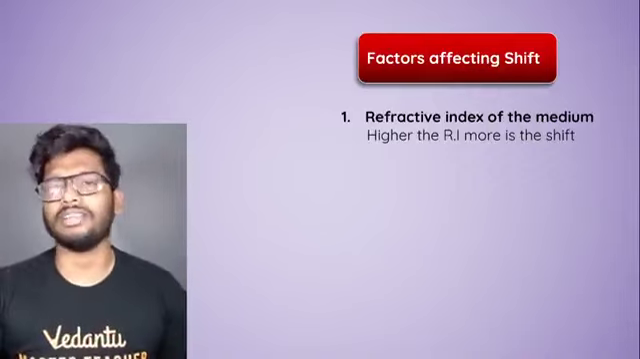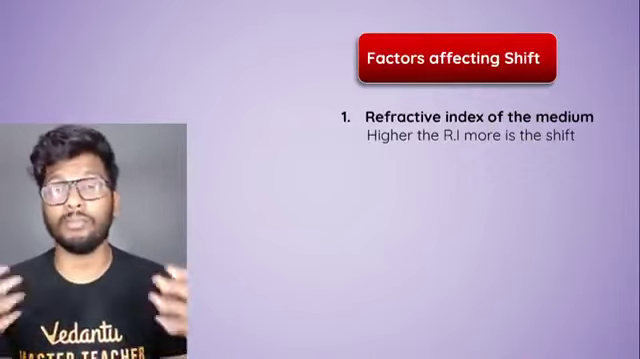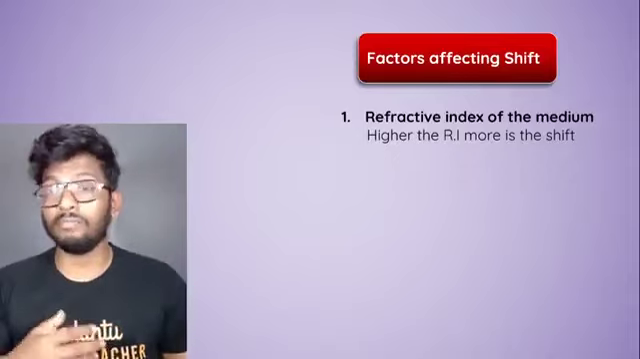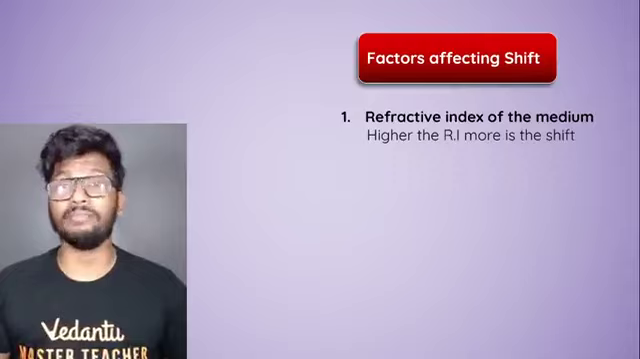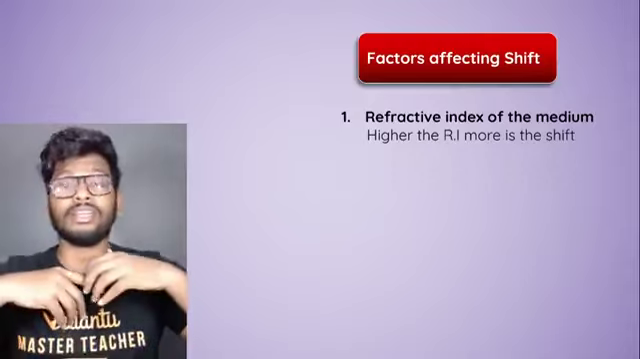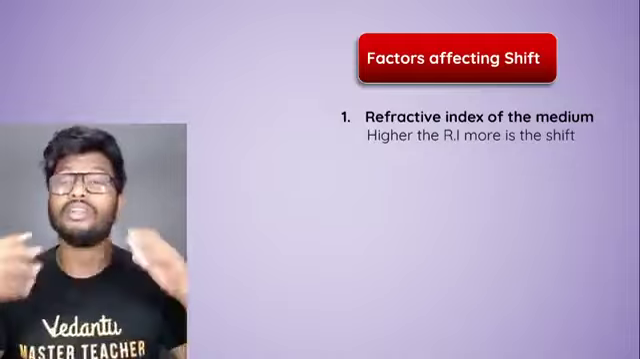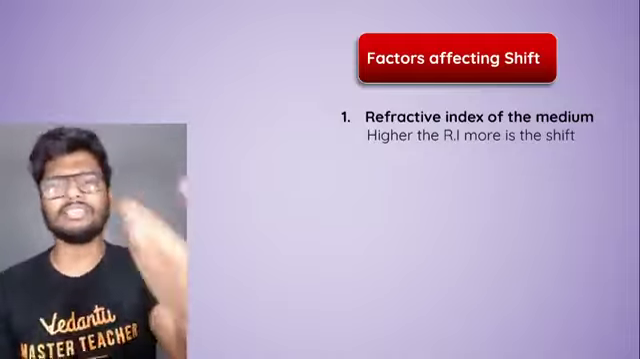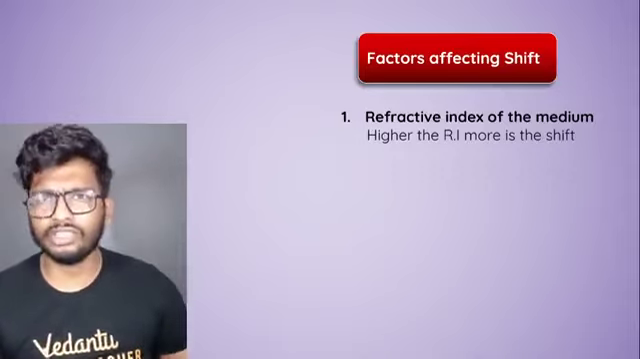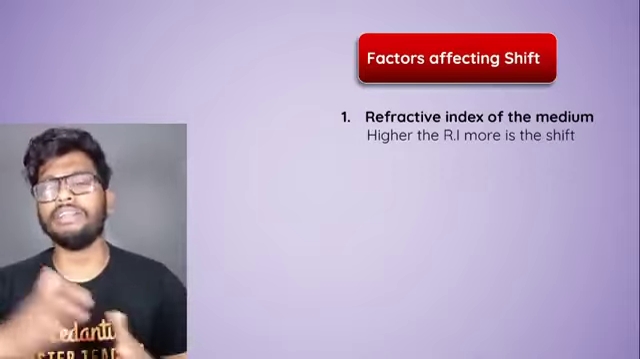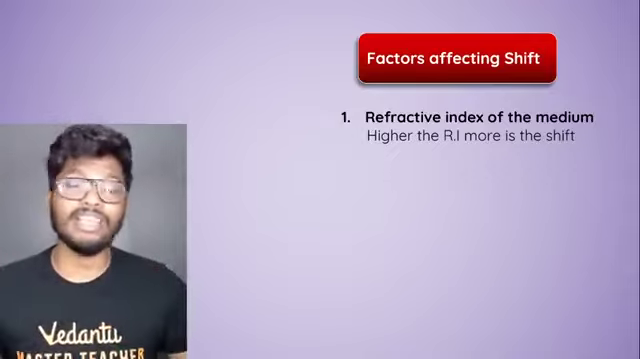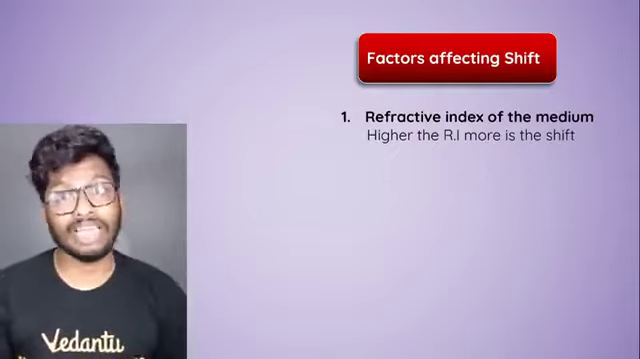Obviously, there are certain factors that it depends on. It's not like shift is common for every medium. For example, the shift in water might be different from that of honey, and from that of blood. Because the densities are different, because of the refractive index of the medium, there are a lot of factors that it depends on. First is the refractive index of the medium. The greater the refractive index, the greater would be the shift, because the light would refract more. We have seen that already.